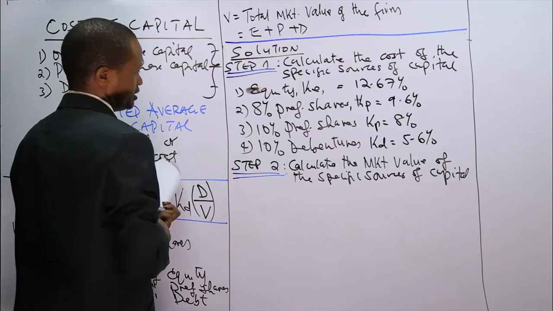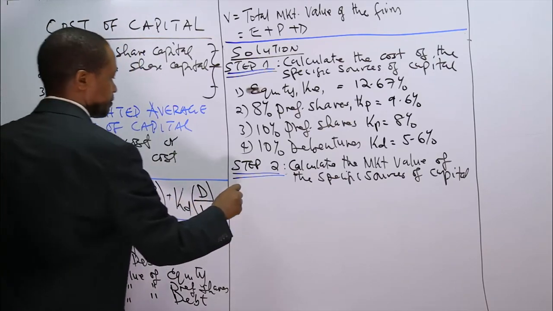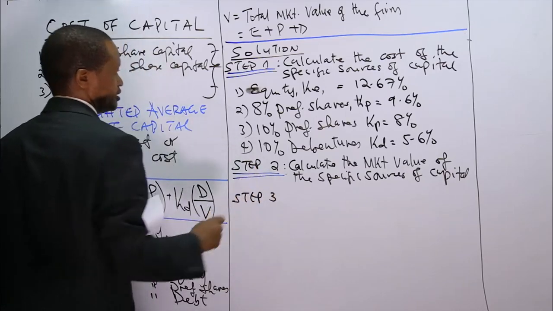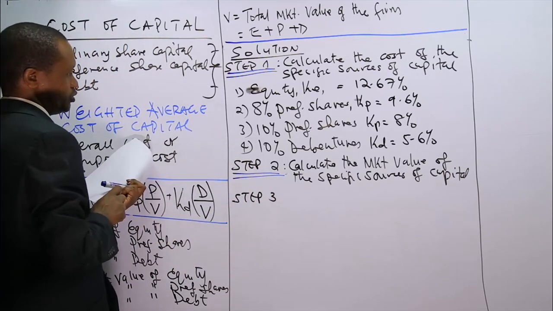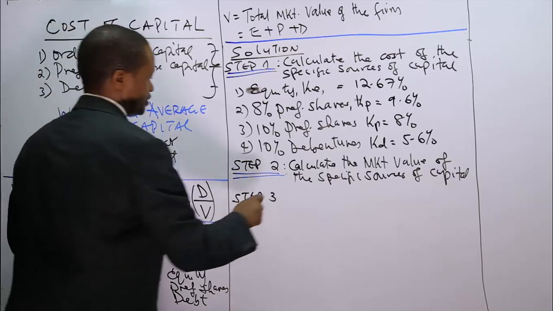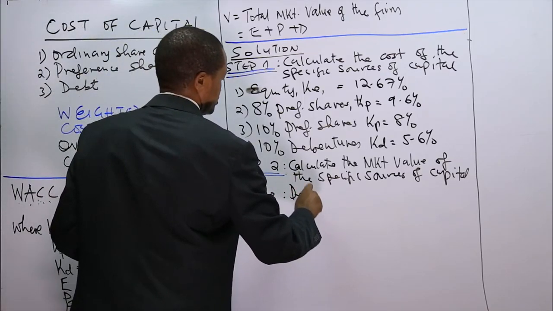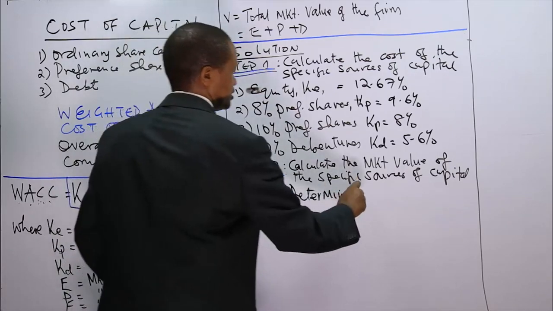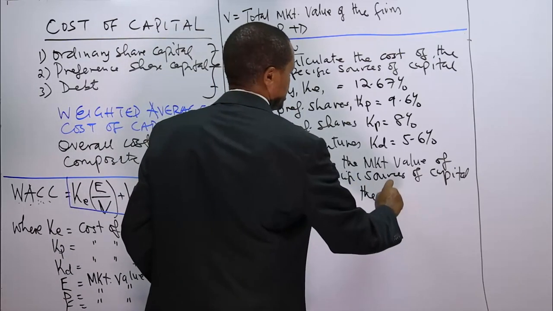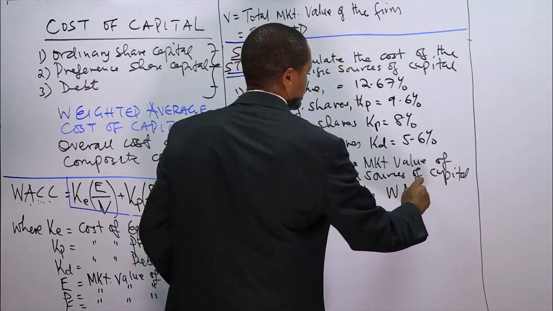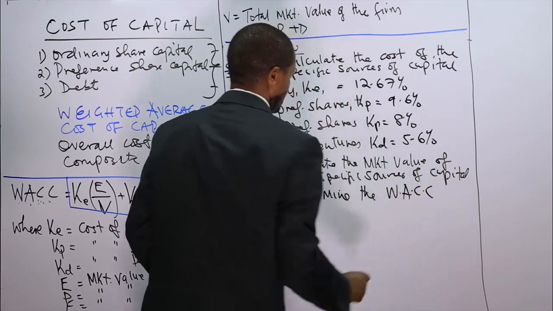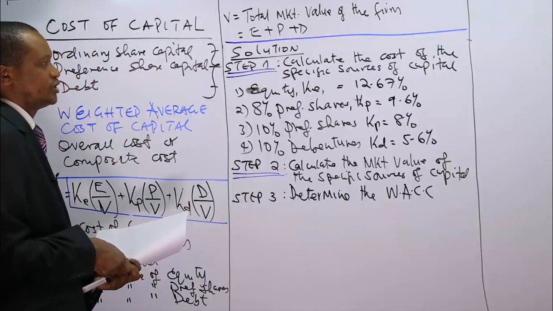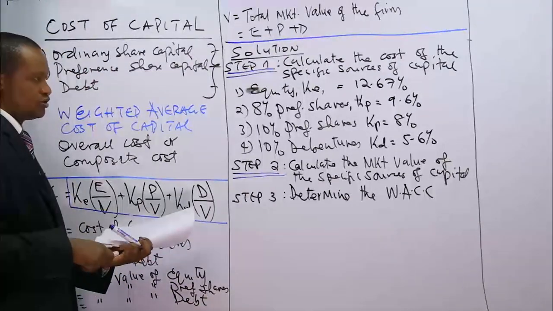Then lastly, step three, which is the last step, is to determine the WACC, the weighted average cost of capital.